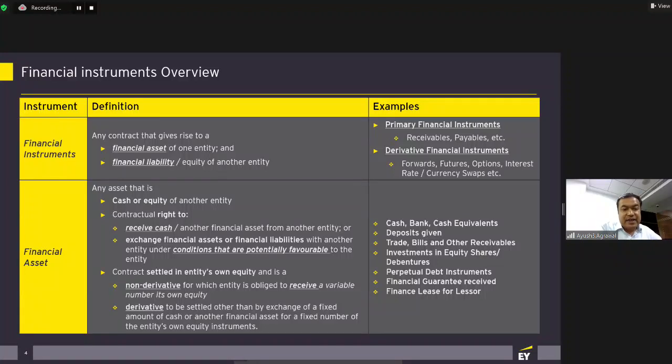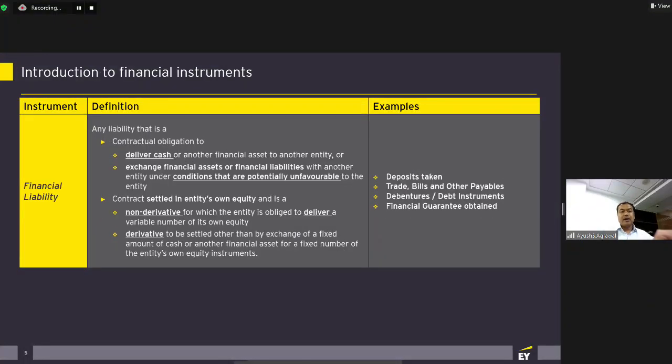So financial asset is anything which is a cash or equity of another entity or a contractual right to receive cash. And then if there is any contract to exchange a financial asset or a financial liability, then financial asset is where the conditions are favorable and financial liability is where the conditions are unfavorable. Right opposite the definition of a financial asset is the definition of financial liability. Financial liability is a contract or a contractual obligation to deliver cash or exchange any financial asset or financial liability under potentially unfavorable conditions.